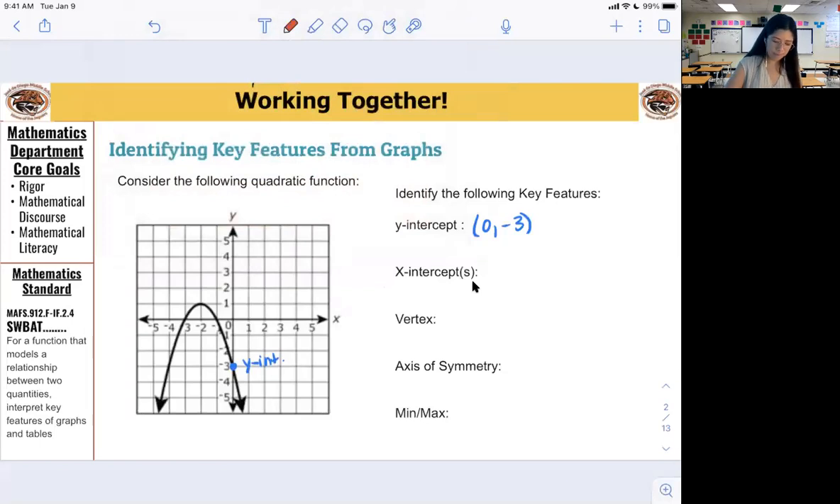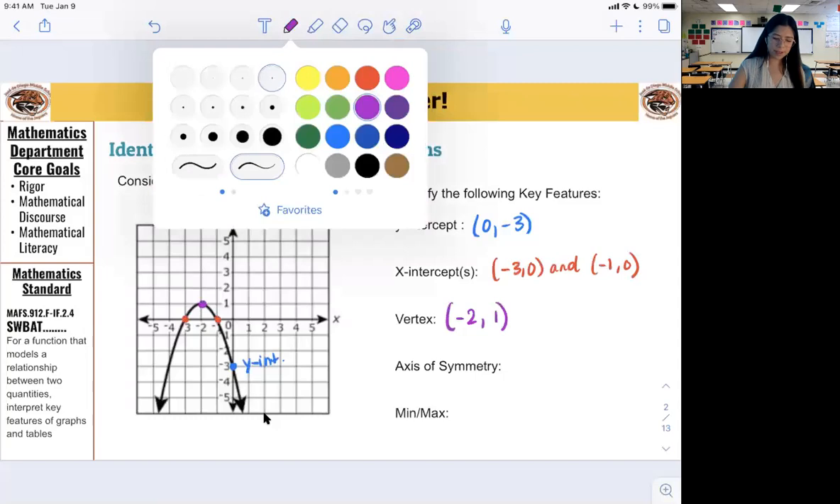-3 and -1. -3 and -1. Good. So -3, 0, -1, 0. Awesome. How about my vertex? Where's that? -2, 1. -2, 1. I did it wrong. I did it backwards. Yeah, you did 1, -2, so just be careful. You know, those little things, it's easy to mess them up, so we got to make sure we do them right.